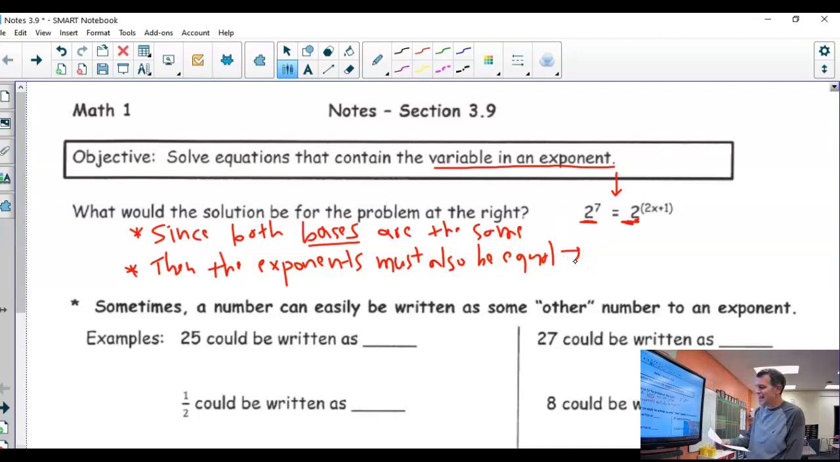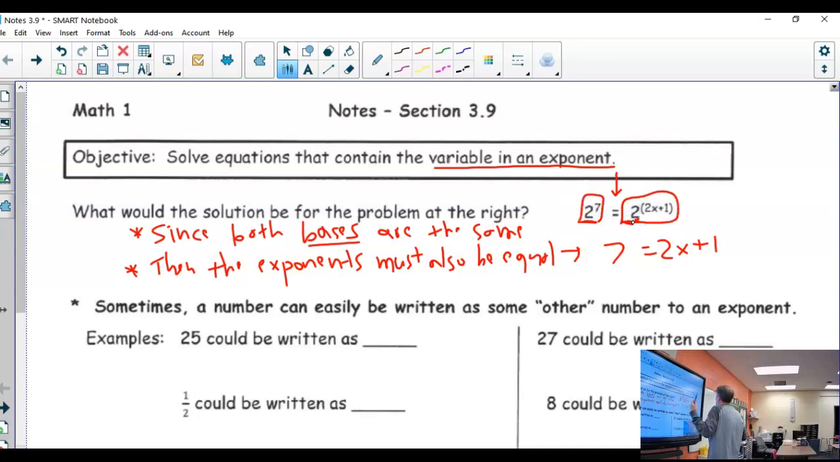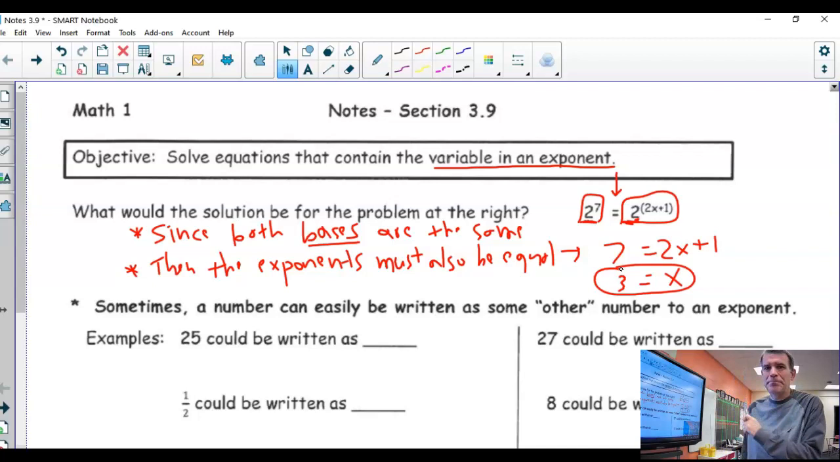And so we can say that the exponents are equal. 7 must equal 2x plus 1. If the two amounts are equal to each other and the bases are equal, then the exponents must be equal. And so we set up an equation that says that, and we solve for x, which would make x equal 3. All right. This is the basic of what we're doing today.